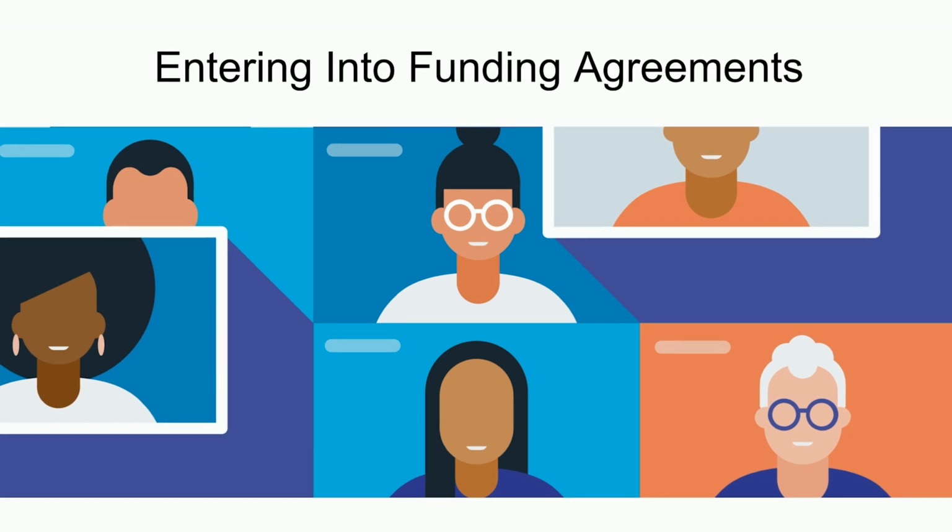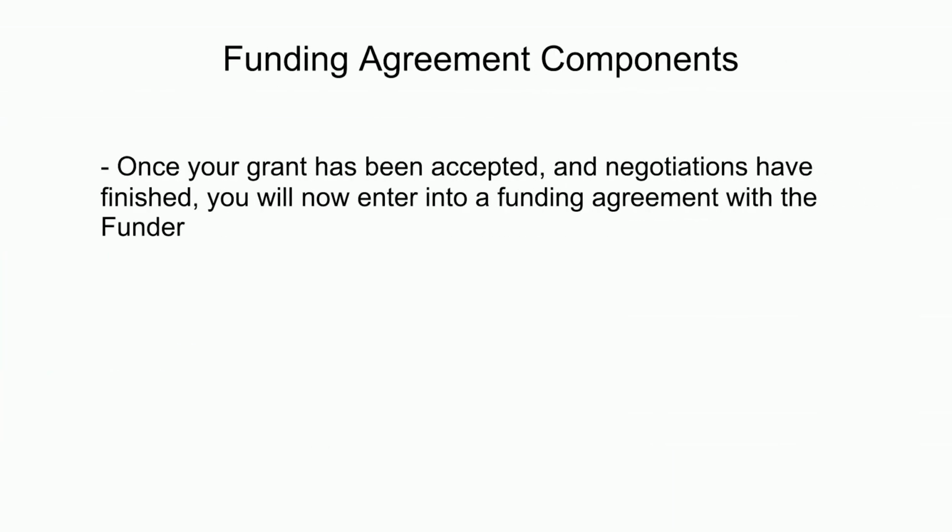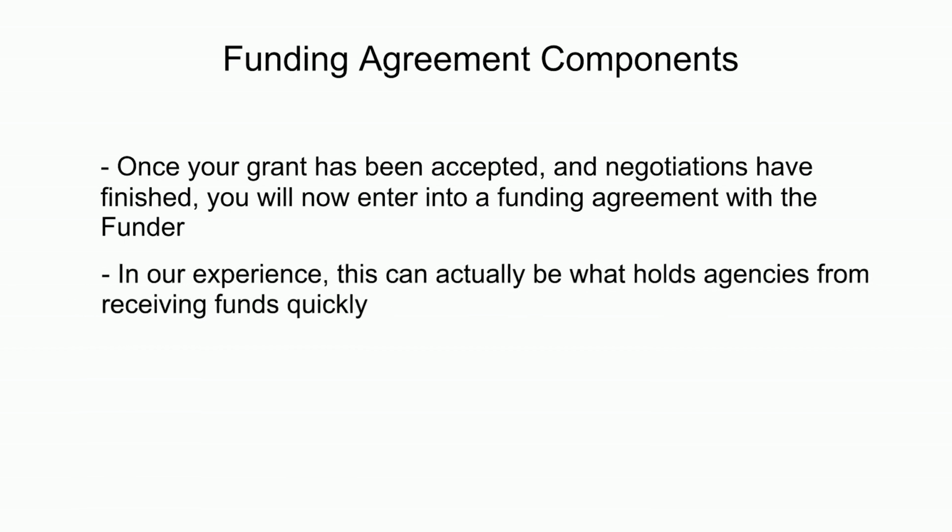Once your grant has been accepted and negotiations have finished, you will now enter into a funding agreement with the funder. In our experience, this can actually be what holds up agencies from receiving funds quickly. We're going to spend some time going over what these funding agreements look like here at the Region and our process for executing those agreements. Most funders will go through a similar process.